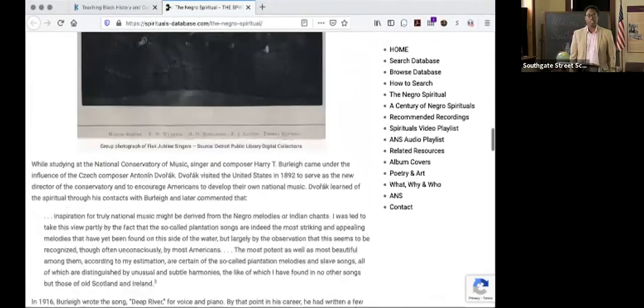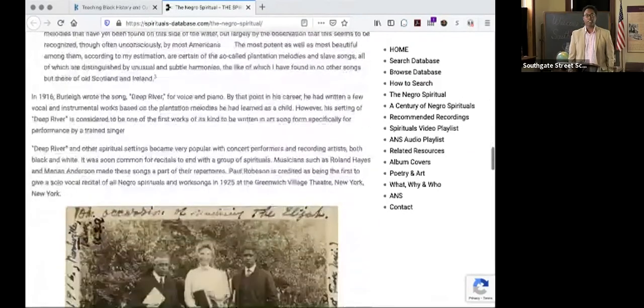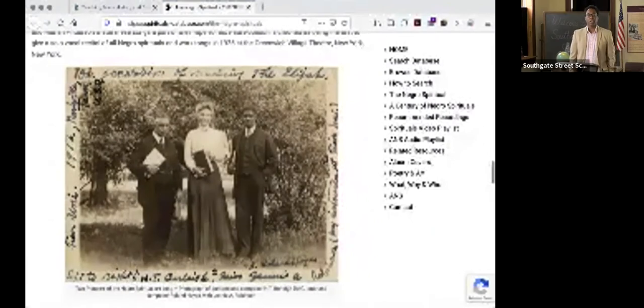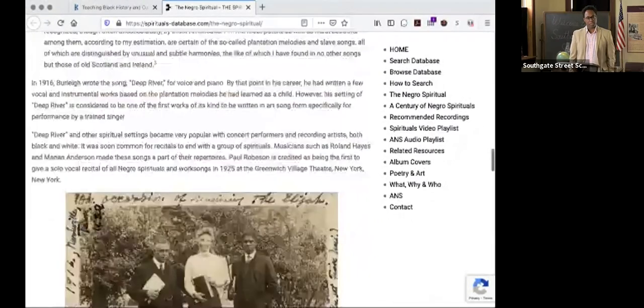I went out to Fisk last year. It's a historically black college that still exists. And actually, they have a lot of Dr. King's artifacts. They had Dr. King's robe and some of his artifacts there.